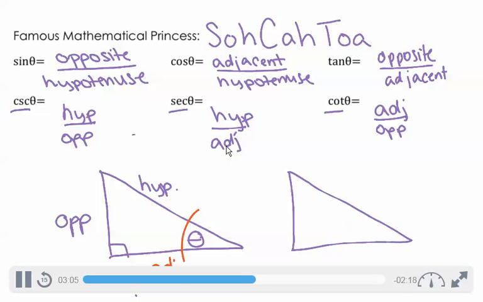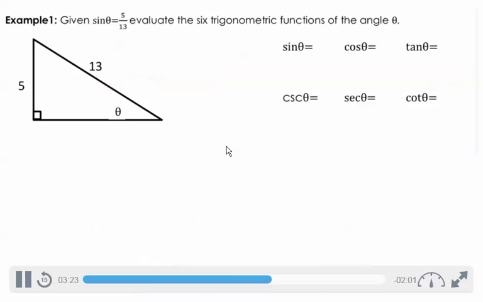So if we had a right triangle and we had the theta up here, my hypotenuse is still the same. It's always across from that right angle. But in this particular case, draw that line, my adjacent side is now moving over here, and my opposite side is on the bottom. So if we look here at example 1, this is basic right triangle trig.